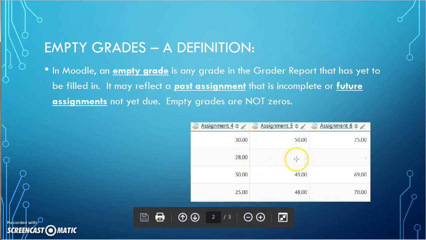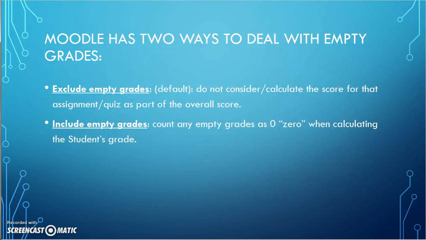Here's a screenshot of 3 assignments. You can see that 3 of the students have turned in their work for assignments 4, 5, and 6, but one of them has not turned in anything for 5 and 6. His grades are empty. Take note, they're not 0, it's just that nothing has been added.